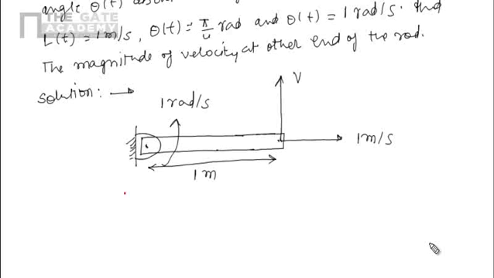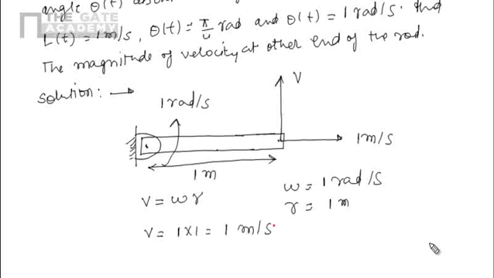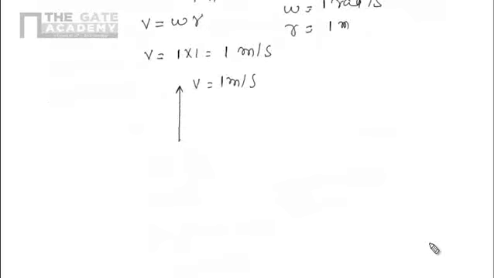According to the relationship between V and omega, I can write V equals omega R. Here omega is given as 1 radian per second and R in this problem is 1 meter. It is nothing but the length of the rod. So V equals 1 into 1 equals 1 meter per second. So here we have velocity V, that is 1 meter per second, and here we have another velocity that is 1 meter per second, and now we are interested in the resultant of that.